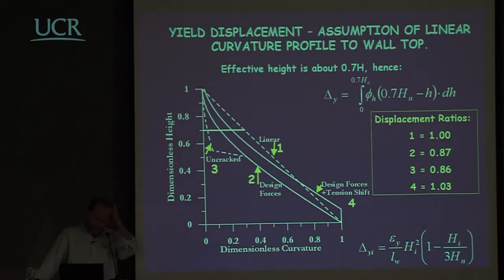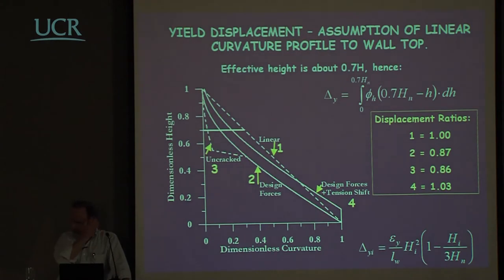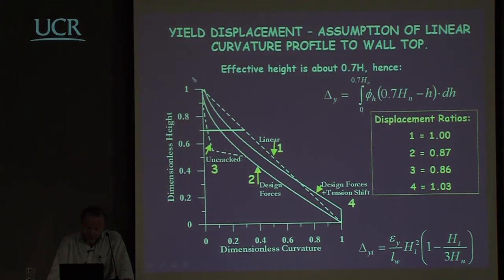If we look at the displacement over the height, you can see here that we can make different assumptions of the dimensionless curvature along the height. And what is interesting to note is that if you assume this linear dimensionless curvature, which is the one that I assumed in the previous slide, we can compare it to more realistic, more physical dimensionless curvatures, that here are indicated with this line number 2, which is the one that you obtain applying the design forces, or with this line number 4, which is the design forces modified considering the tension shift. You could also consider the fact that in the upper part of the wall, you may have a region where you don't have cracking, where the bending moment is lower than the cracking moment.